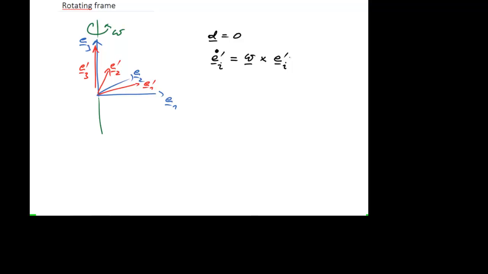More generally, when a body with position vector r rotates with angular velocity omega around an axis, then the velocity v of that point, so v, which is equal to r dot, is given by omega cross r. Have you seen that before in your mechanics class? Yeah? So this general formula applies to the rotating frame, to the basis vectors ei prime.